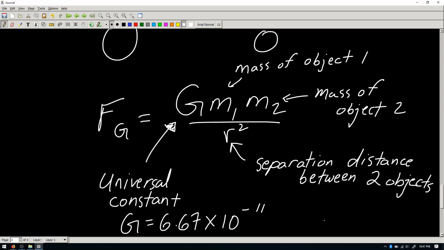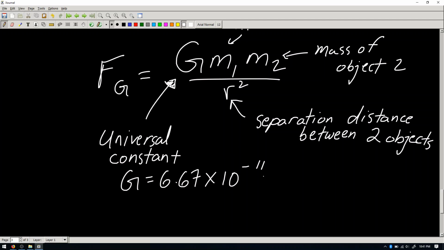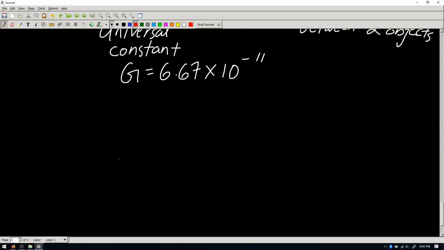Okay, now if we had the separation distance between the Earth and the Moon, and we had the two masses of the Earth and the Moon, so if we had this guy's mass, and we had this guy's mass, and we had the separation distance between the two, and we have this constant now, then we can determine the magnitude of the force applied between them, Fg. So let's try that. So what is the mass of the Earth?